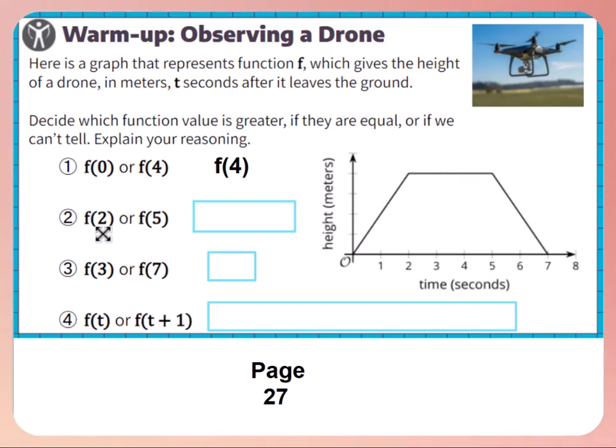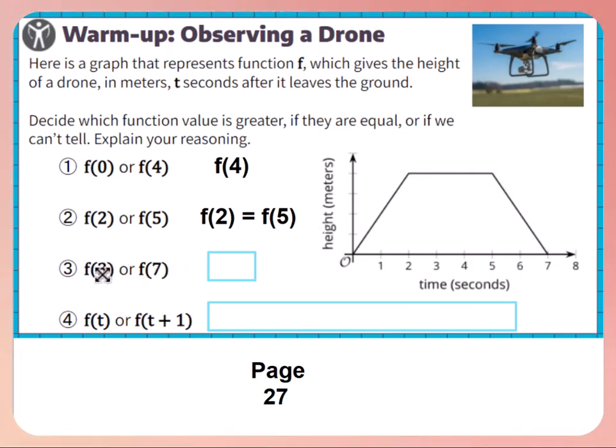Now what's greater, f of 2 or f of 5? Let's look at our input. That's time. So f of 2, our output, is going to be, again, 4 meters. But at f of 5, it looks like it's going to be the same. Those are two equal amounts because it looks like the drone is going up and then hovering at the same distance above the ground, 4 meters, between 2 and 5 seconds, and then it starts going down again.